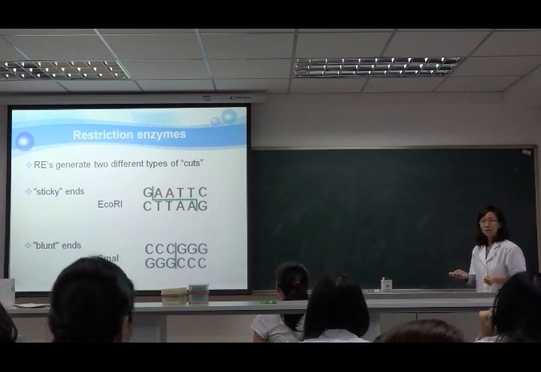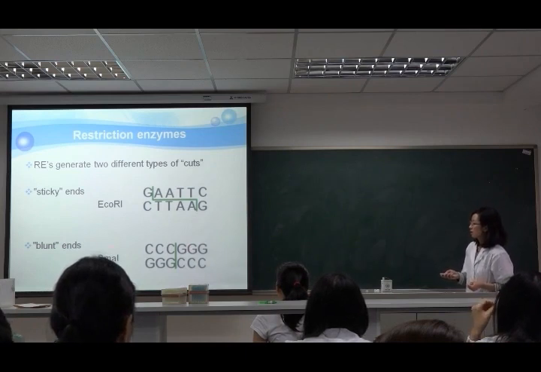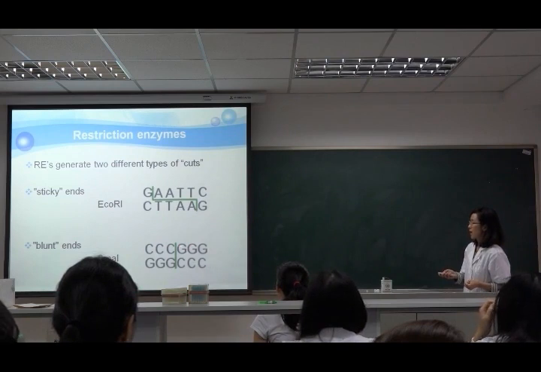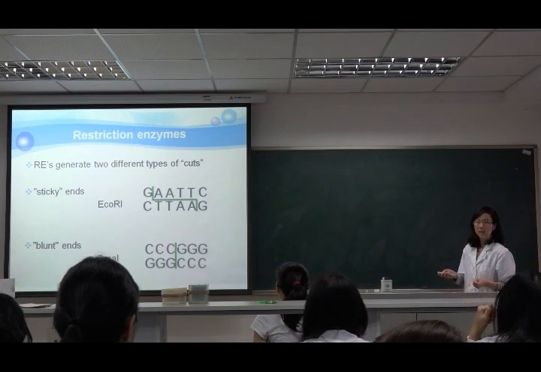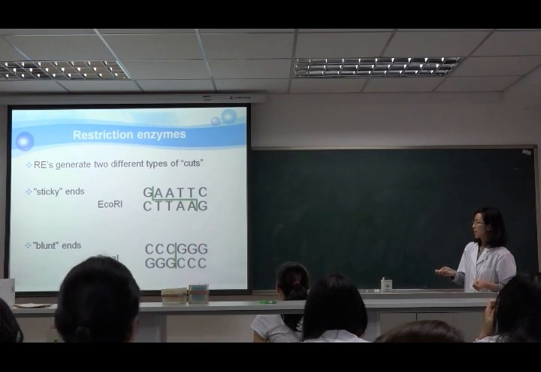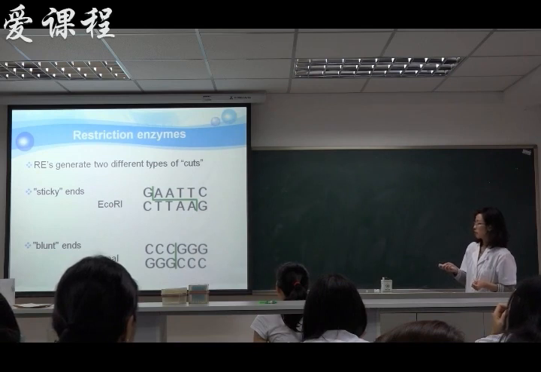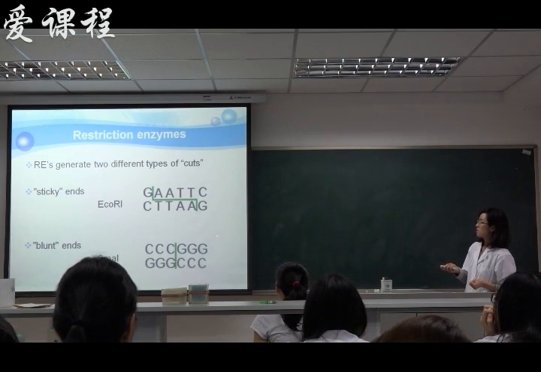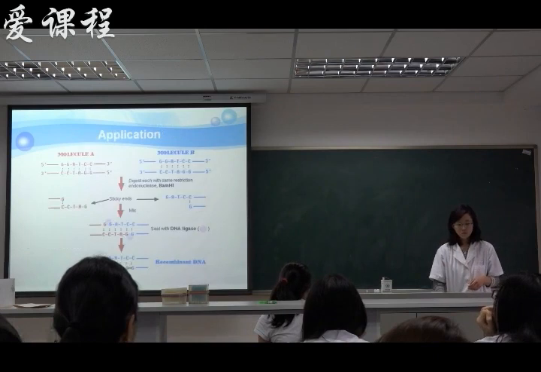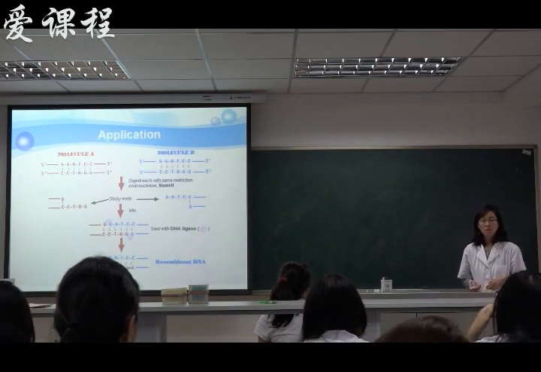However, SmaI is another enzyme. It recognizes the site CCCGGG, and the enzyme cuts between C and G. We can see here, if we cut between C and G, we will get a blunt end. These are two different types of cut, or we can call them two different types of ends. This is restriction enzymes. Then, what can we do with the enzyme?